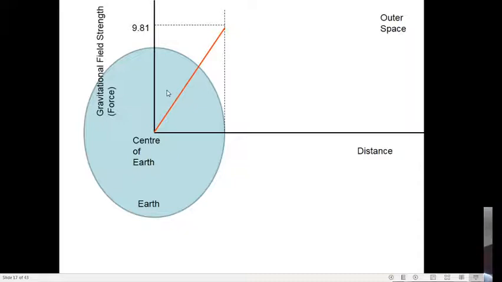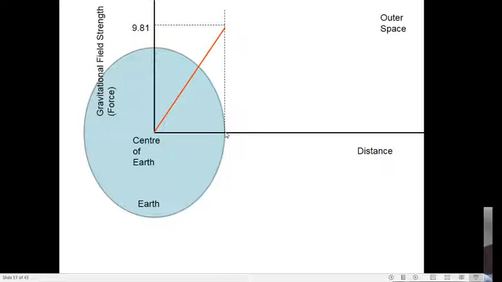Okay, so we can show that diagrammatically. This does make the assumption that the Earth is uniform density and it's all the same mass per unit volume underneath. But if we do assume that, and it is physics, we make lots of assumptions, then we see that from the centre to the Earth's surface, the gravitational field strength increases uniformly to a maximum of 9.81. Okay, because here we are at the surface of the Earth.